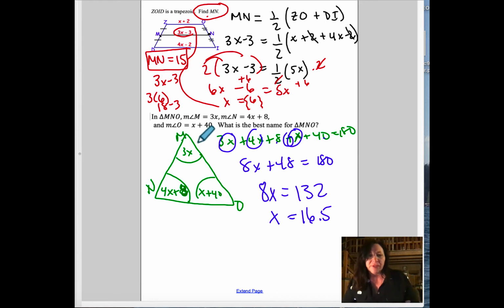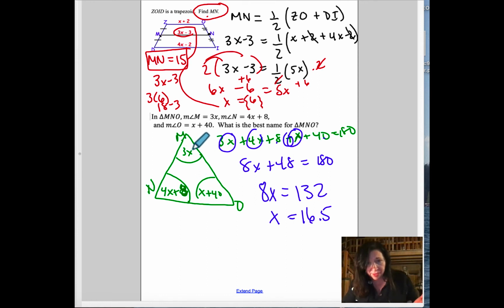So let's plug this value in. I think what we need to do is plug these values in. Let me make sure I did this right. 3x, we've got 4x plus 8, we've got x plus 40. So 3, 4, 5, 6, 7, 8 x's. We've got 8 plus 40. Okay. All right. So x is equal to 16.5.